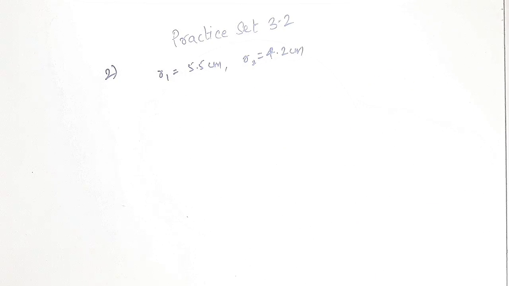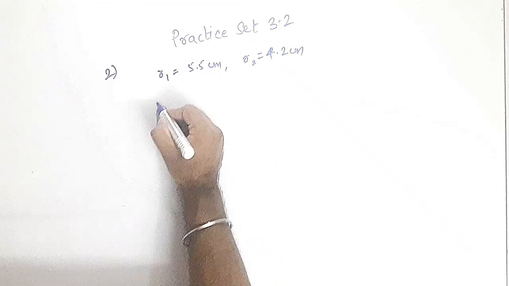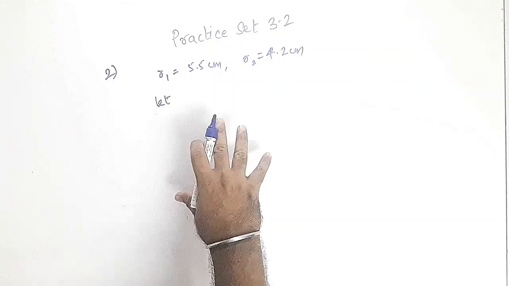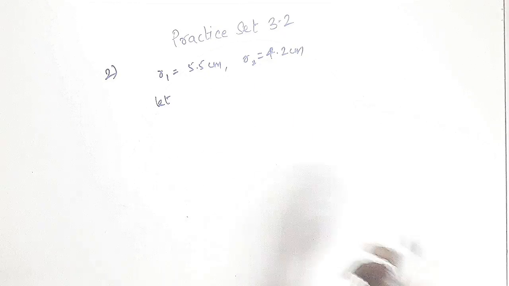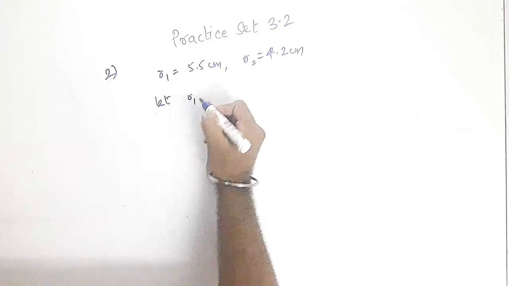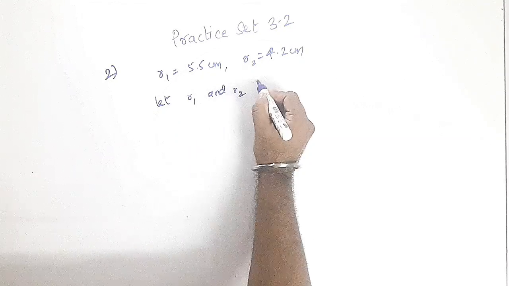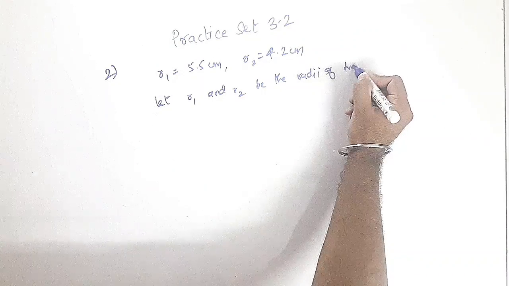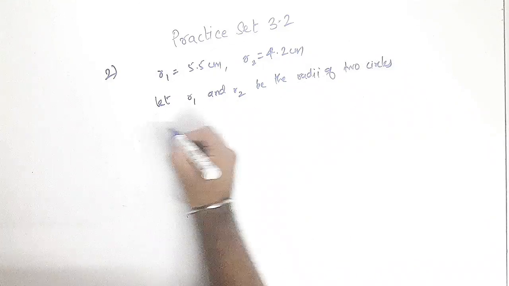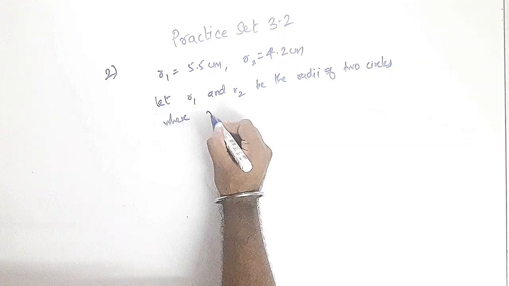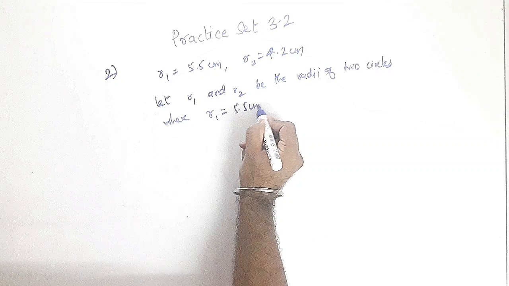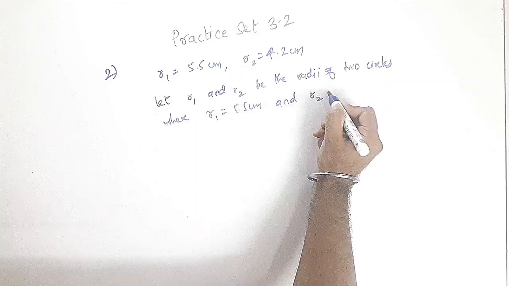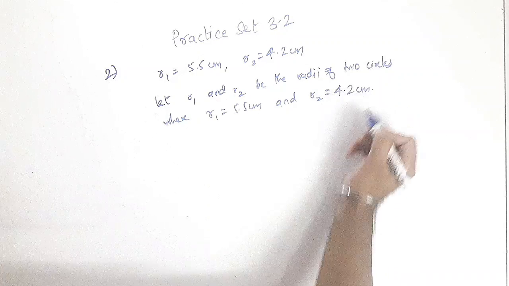Second one also is similar, and here we have to find the distance between the centers of externally touching circles. First I have just written R1 and R2 for your information, but I have to suppose here, let R1 and R2 be the radii of two circles where R1 equals 5.5 centimeter and R2 equals 4.2 centimeter.